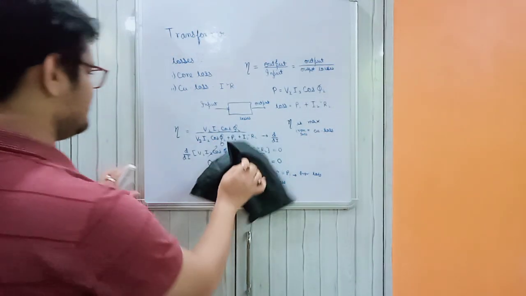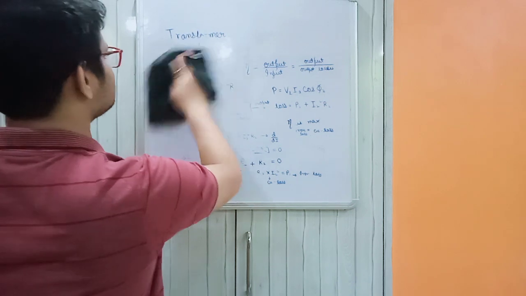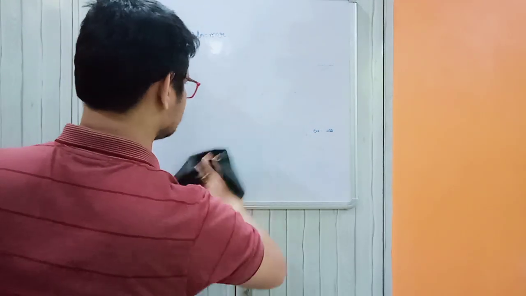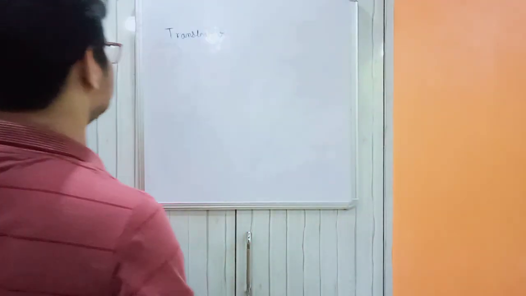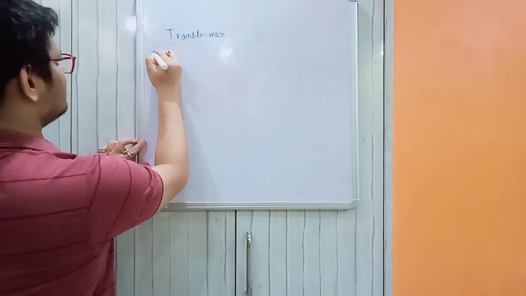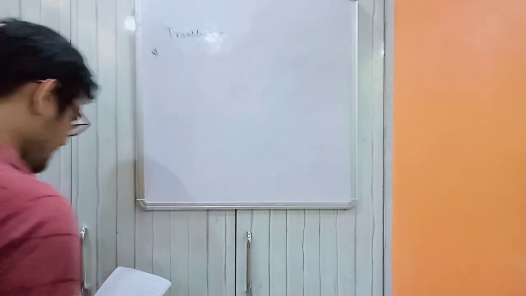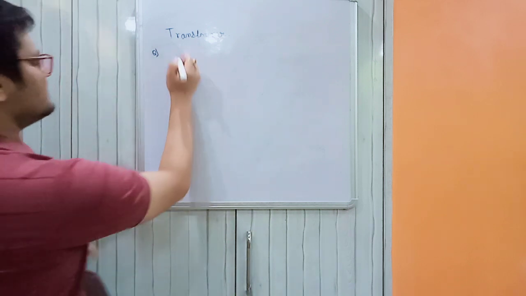Now I will erase this part. So I'll directly jump into the numerical part. I'll go to the first question, that is a low voltage outdoor lighting system.